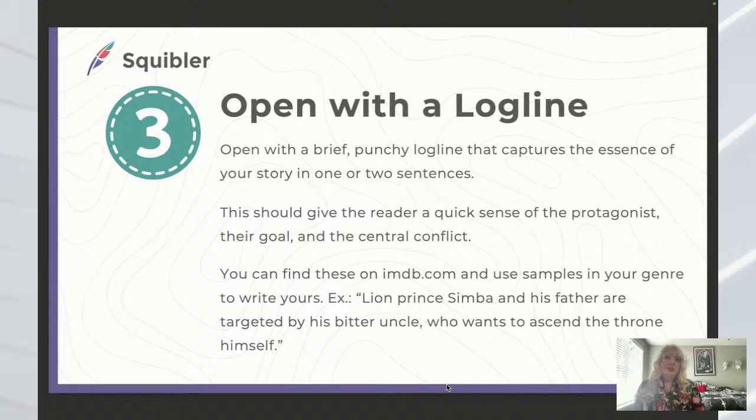You can also find the log lines on imdb.com and use these samples in your genre to write yours. In other words, if you're writing a fantasy, take a look at how fantasy films write their log lines. If it's drama, take a look at how dramatic films write their log lines. Here's an example from a child's film, from The Lion King. This is from IMDb. Lion Prince Simba and his father are targeted by his bitter uncle who wants to ascend the throne himself. So that pretty much tells you what the conflict is, who the major characters are, and what the movie is about.